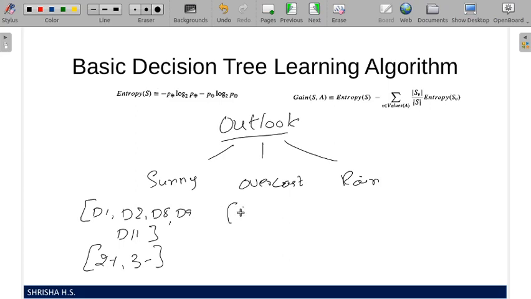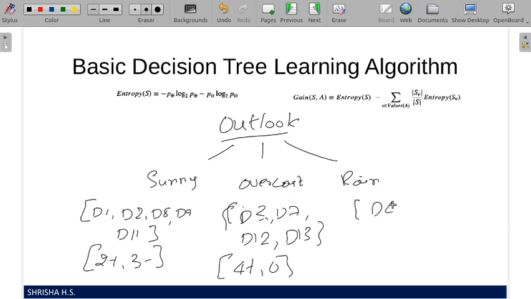So we have D3, D7, D12 and D13. From our data set we are picking up, that means that all four are positive examples. When outlook equals rain, we have D4, D5, D6, D10, D14. Okay, so there are a total of 5, where 3 are positive and 2 are negative. So this we have to keep in mind.